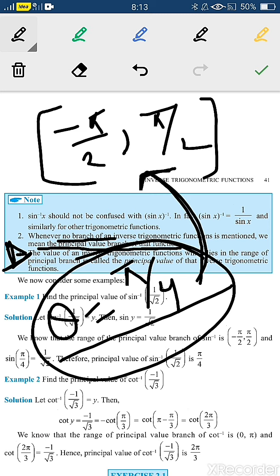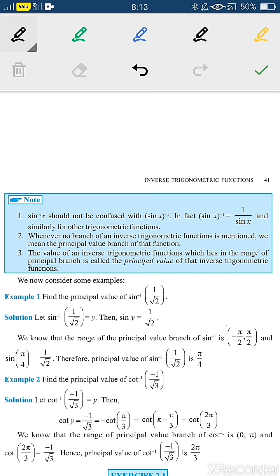If you still did not understand, let us take an example. Example number 1 of your book, on this same page. Find the principal value of sine inverse 1 by root 2. How to solve it? Let sine inverse 1 by root 2 be equal to y. Sine will go to the other side and become sine y. So sine y is equal to 1 by root 2. And when is the value of sine y equal to 1 by root 2? That is π/4.